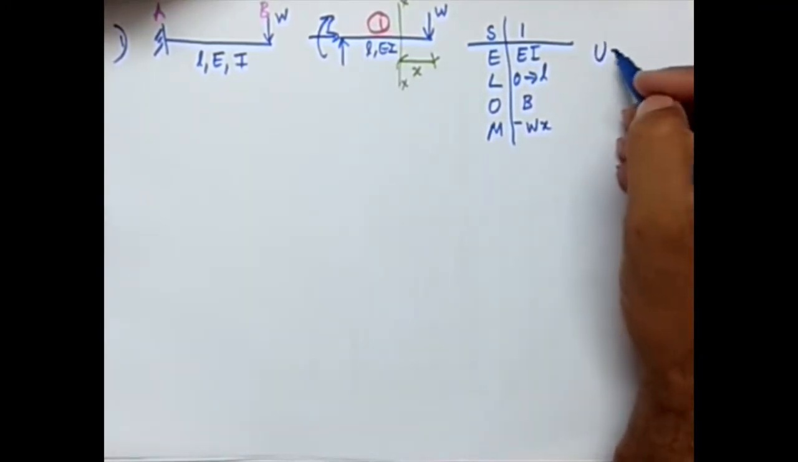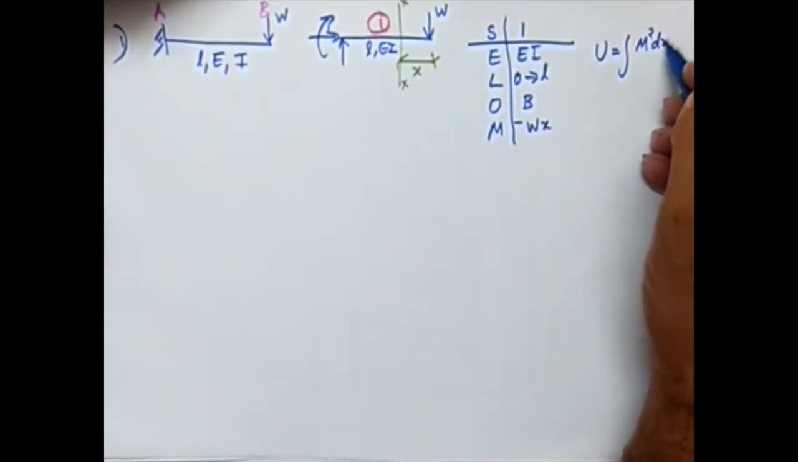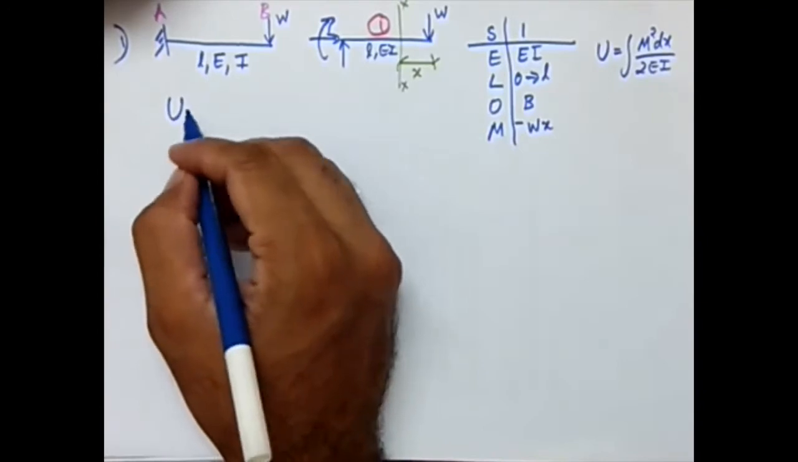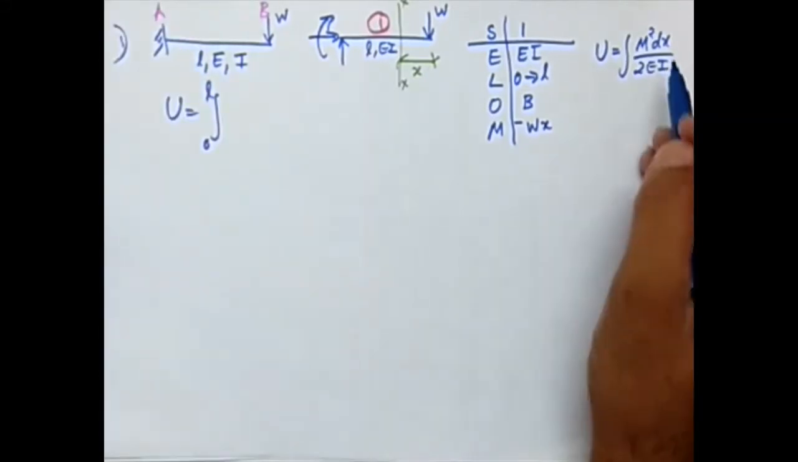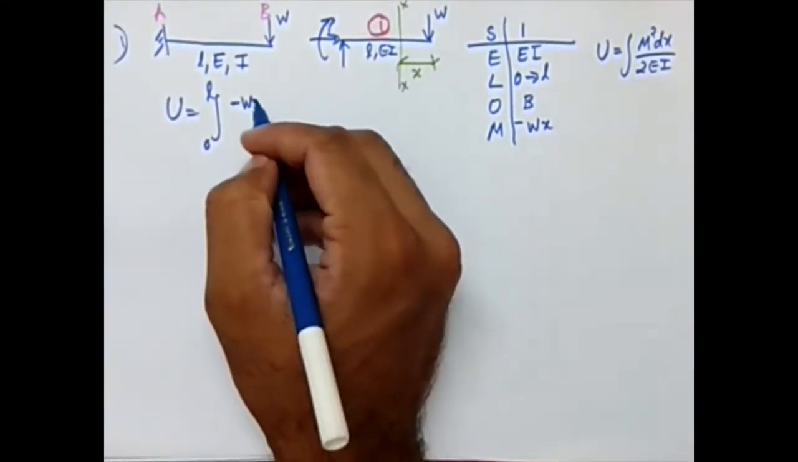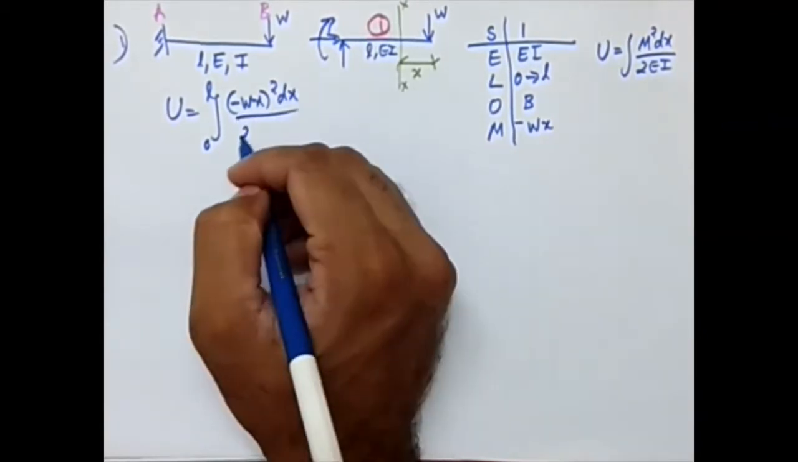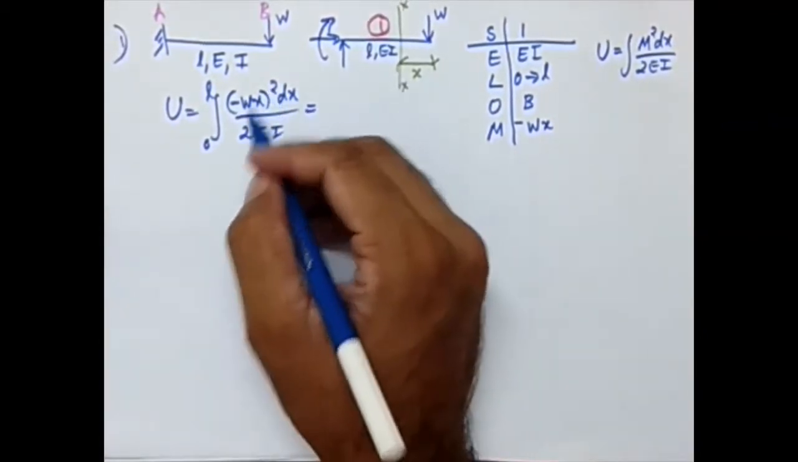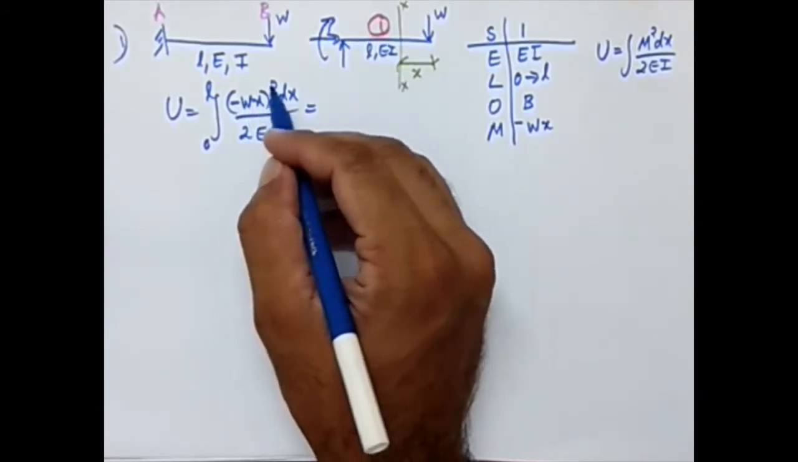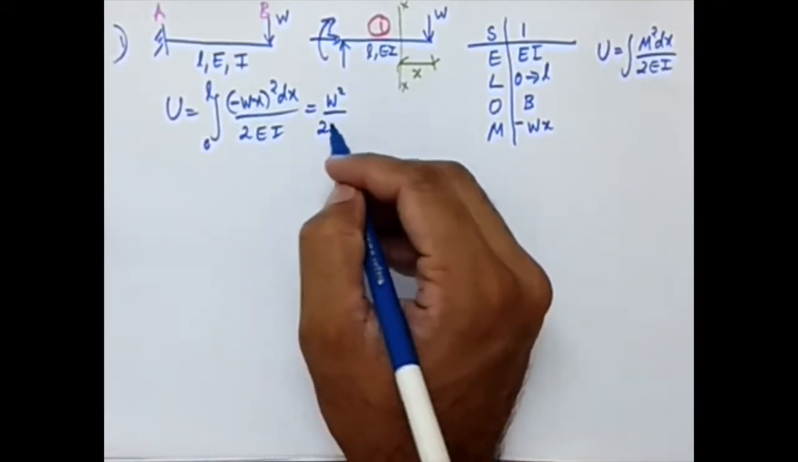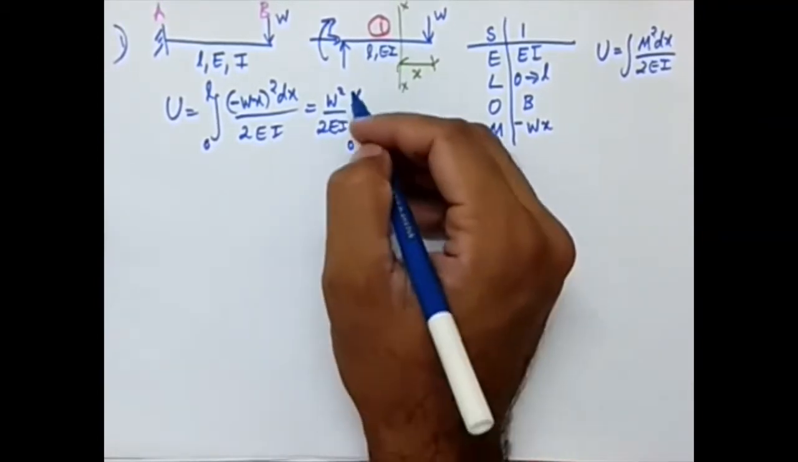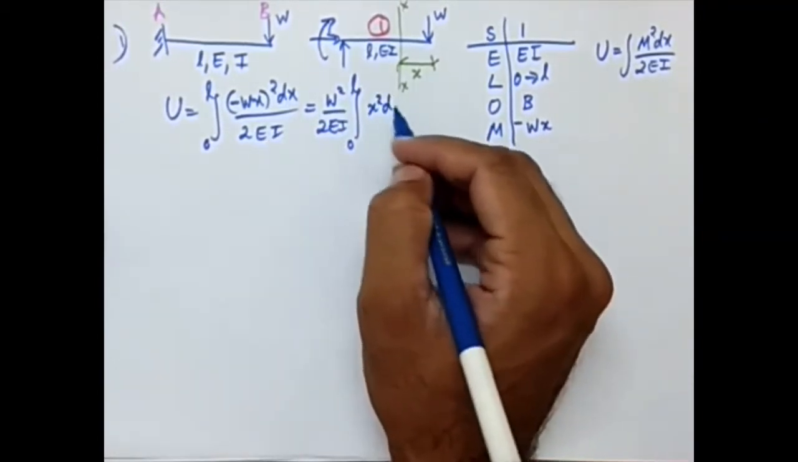Now I can simply do the integration part to get strain energy. We know that the expression is M squared dx by 2EI. We substitute the values: U equals the integral, with limit from 0 to L, and M is minus Wx. So minus Wx whole squared dx by 2EI, which becomes W squared x squared. Taking the constants out, W squared and 2EI, what remains is the integral from 0 to L of x squared dx.